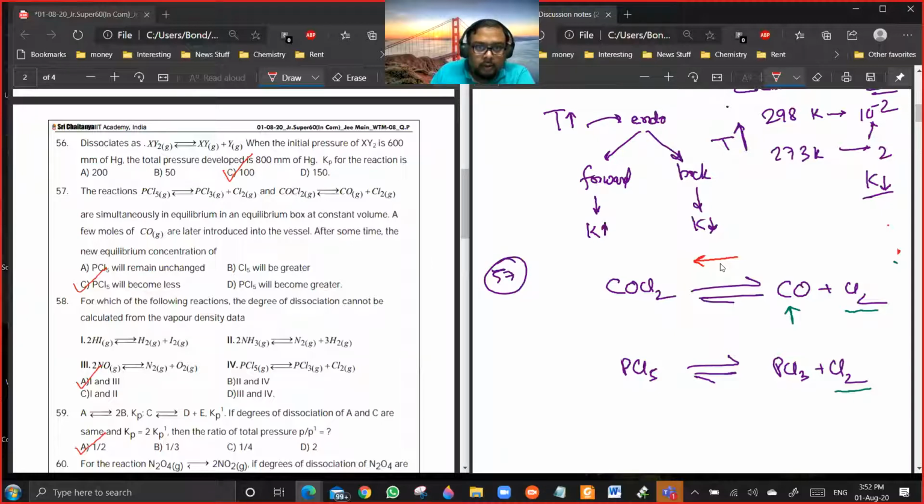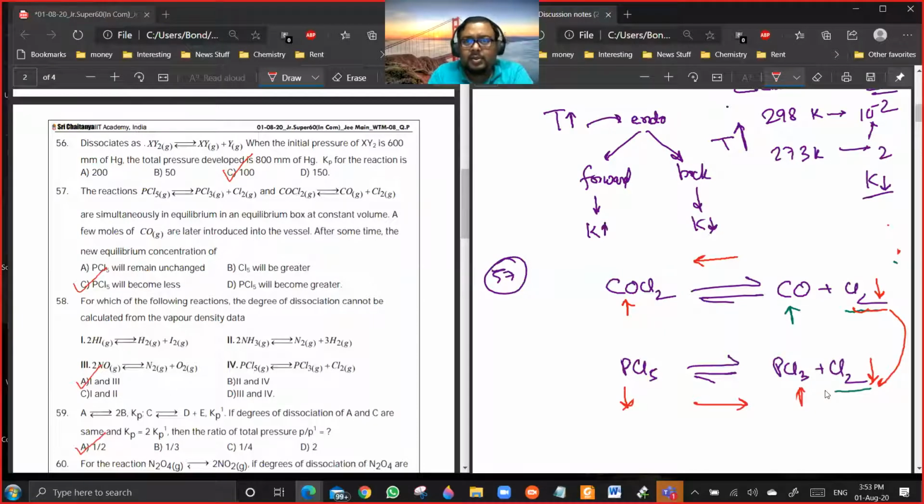Are you getting my point? If this is going in the backward direction, this will increase and this will decrease. Up to this you are clear? If the chlorine is decreasing here, then the chlorine will be decreasing here as well. So this reaction should move in the forward direction. And if this reaction is moving in the forward direction, the moles of PCl5 will decrease and the moles of PCl3 will increase. So now you can answer any question based on this.